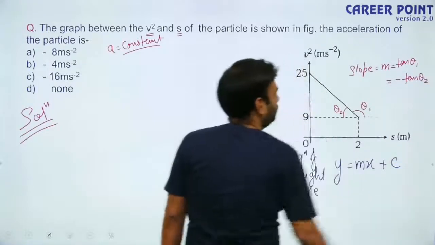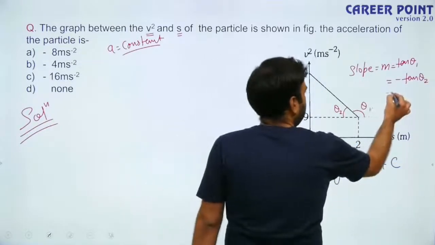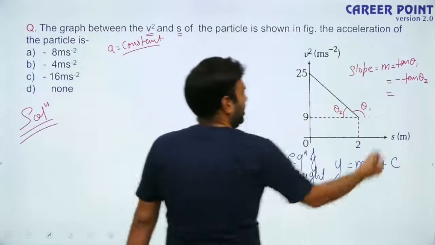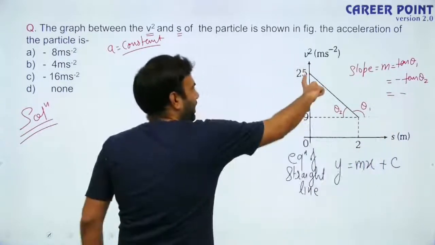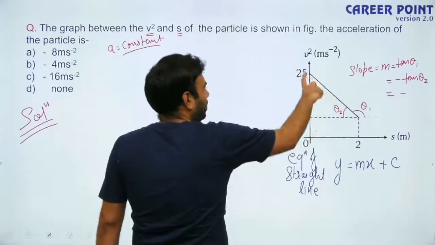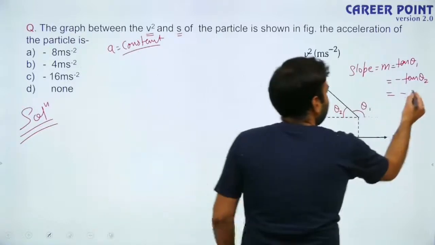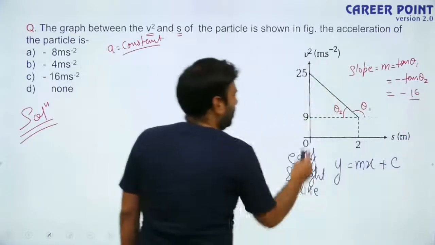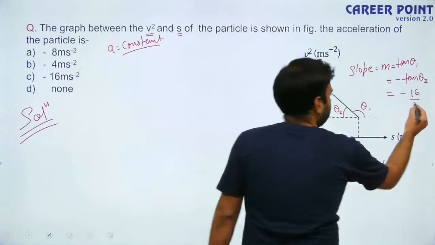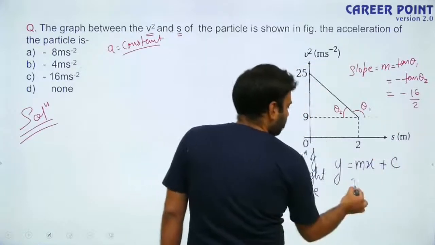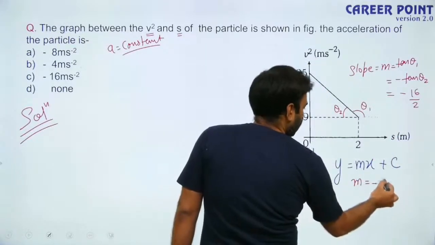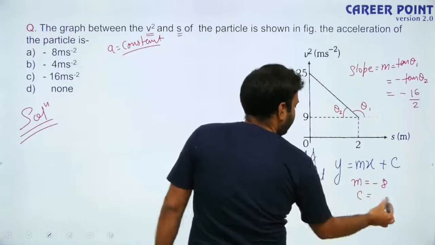theta 2. So what is slope? It is negative of perpendicular by base. Perpendicular is 25 minus 9, that is 16, divided by base, which is 2 minus 0, that is 2. So we got that slope is equal to minus 8. And what is the y-intercept?